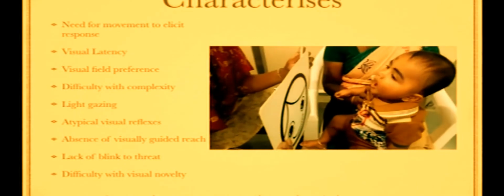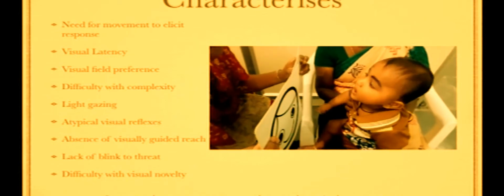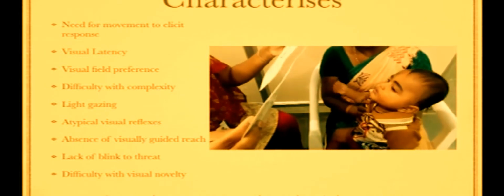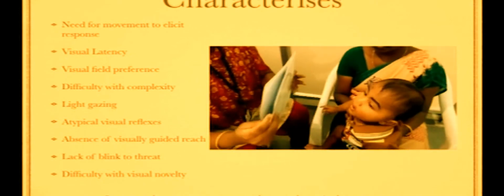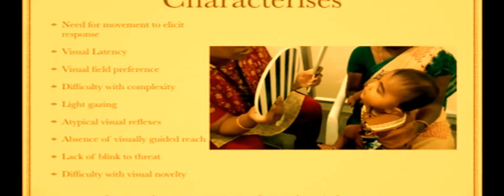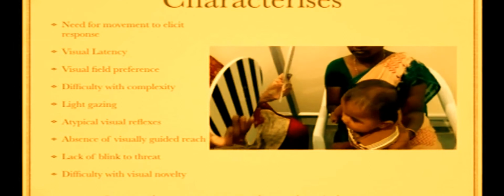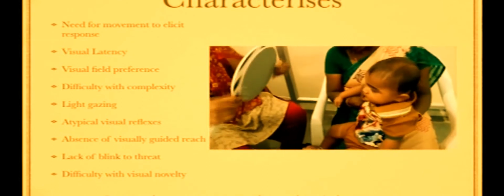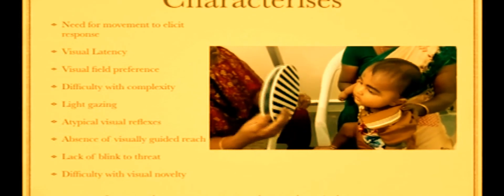So what are the characteristics? Have a look at this child. We are showing a smile here, just to see whether there is a response, and this is a test of contrast sensitivity. The hiding head test, and then again we are using the Lea paddles to see if there is any grating visual acuity. So children with cerebral visual impairment have a lot of characteristics.